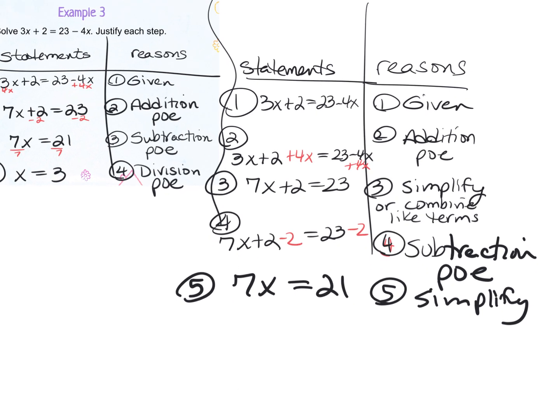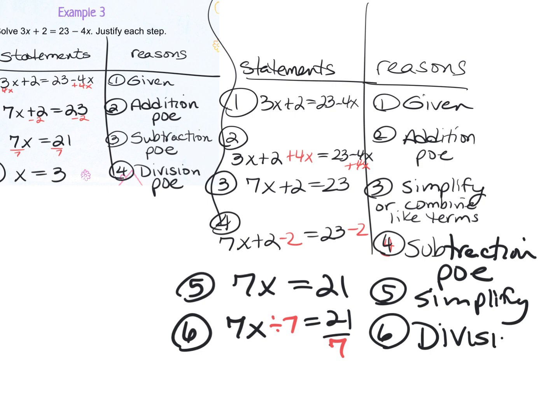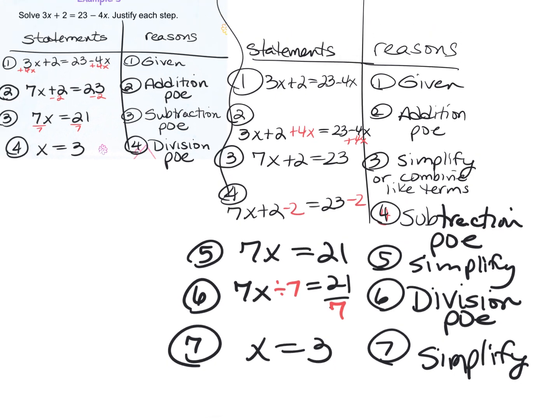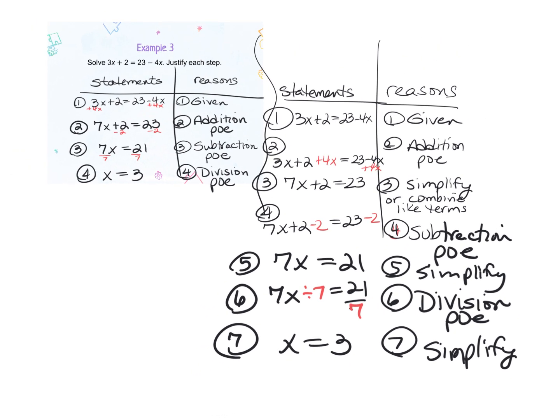And then lastly would be to show that you're going to do 7x. And you could either do it as divide by 7 like this, or you could write it as divide by 7 as a fraction. Either way, so this would be division property of equality. And then the last one would be simplify, because it's x equals 3. So on the test, you can do it in the 4-step way and not include these 3 other simplifies in between. It's up to you.